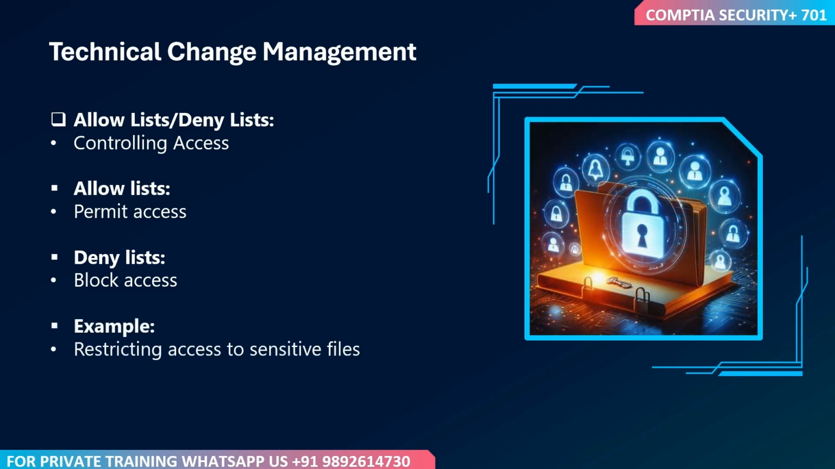Imagine a company wants to restrict access to certain sensitive files on their server. They can create an allow list specifying which employees or departments can access these files, while everyone else is denied access. This ensures that only authorized personnel can view or modify sensitive information, reducing the risk of data breaches.